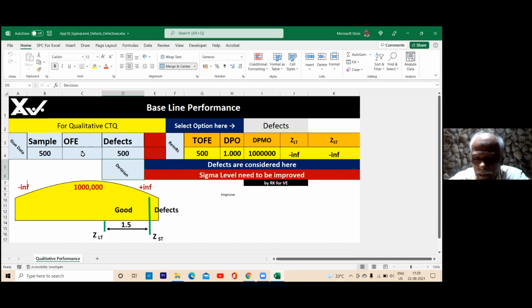For example, I take computers. For computers, I want to check for defects only in the hard disk, the processor, and the monitor. These are the 3 I want to check. If all 3 are defective, that is 3 defects. Otherwise, if only one is defective, that is 1 defect. So what is the opportunity for error here? 3. That's all. You know how to give the opportunity for error, and then total defects.